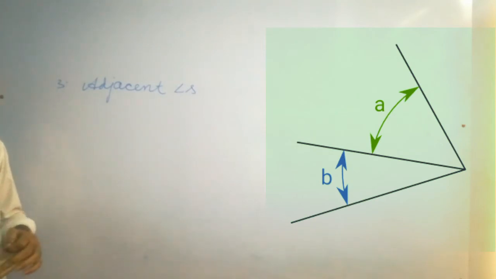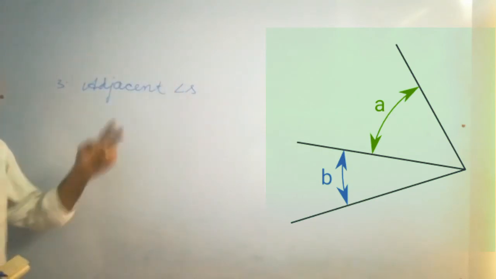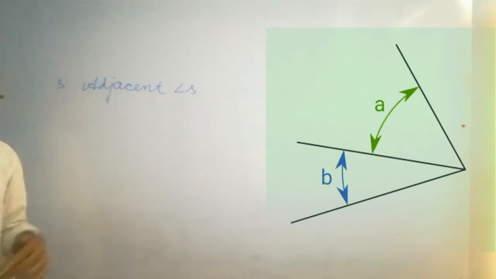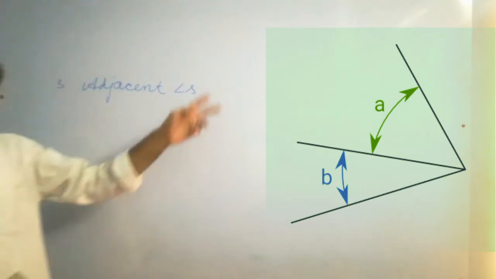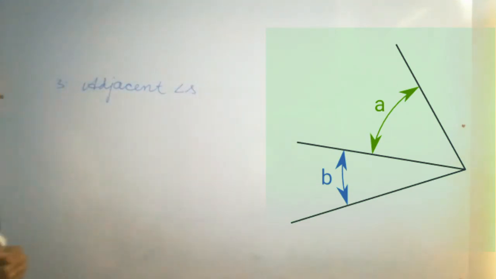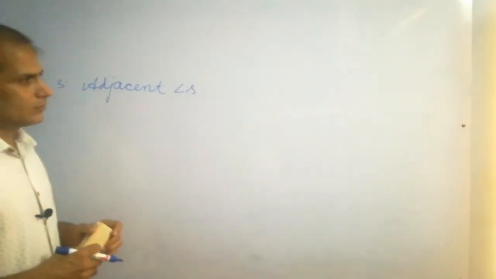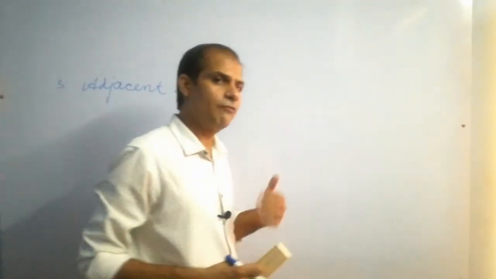Listen, see the diagram carefully. In both these angles, one side is common and one vertex is common. Vertex means corner. Okay. So both these conditions should be there. If we find these conditions, both the angles are adjacent angles. Now there are some other combinations if we can think.